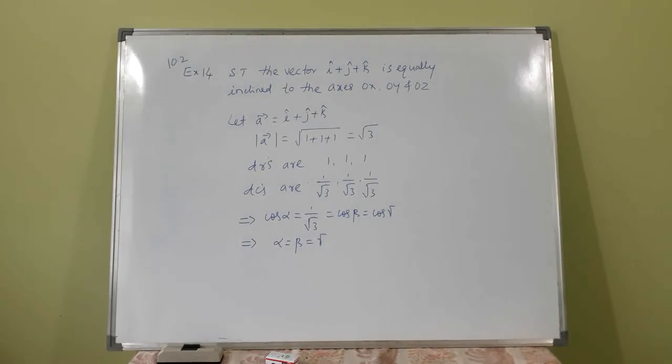Once in a competitive exam, it is asked like that: find the cosine of the angle when the vector is equally inclined to the axes. Okay, remember that it is 1 by root 3.